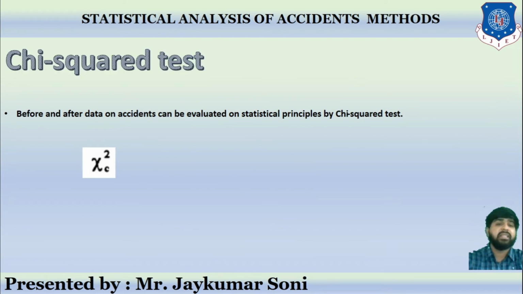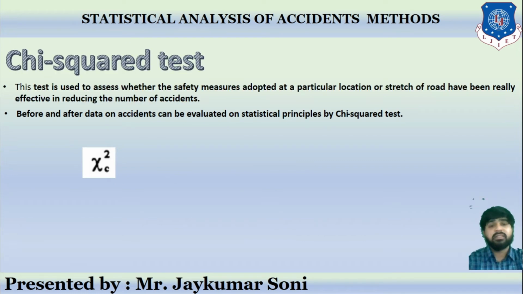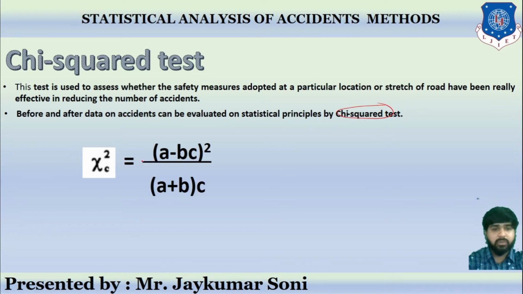Then the other method is the chi-square test. See, this is the test which is used to assess whether the safety measures adopted at the location and the stretch of road have been really effective in reducing the number of accidents or not. Means the safety features that are already introduced by the government department are useful or they are just for the sake of name only. For that, the before and after data on accident can be evaluated on statistical principle by chi-square test. It has this equation.